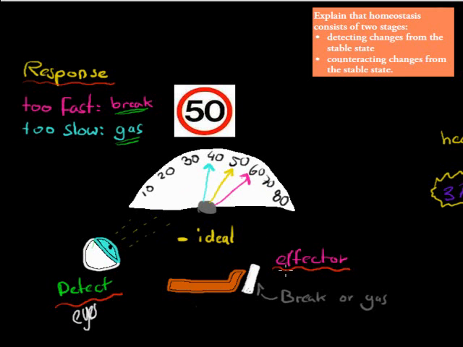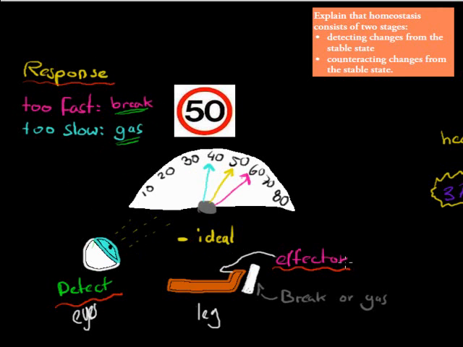The second part is that our eyes see it. That message gets sent to our brain, and our brain tells our legs, our effector, to go on the brake or go on the gas, depending on if you're going too fast or too slow. So the leg would be the effector. The leg would be the muscle or the organ that's having an effect, that's trying to bring it back down or back up. And then the response itself is, if we're going too fast, a brake, and if we're going too slow, the response is the pedal on the gas. So know what detection and response refer to. We have to detect the change from the stable state, and then we have to respond to it.